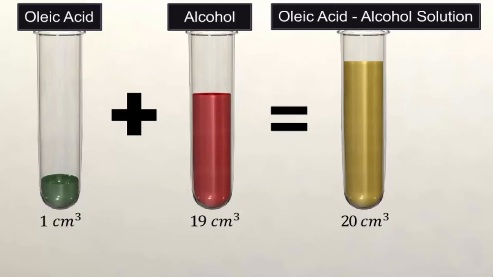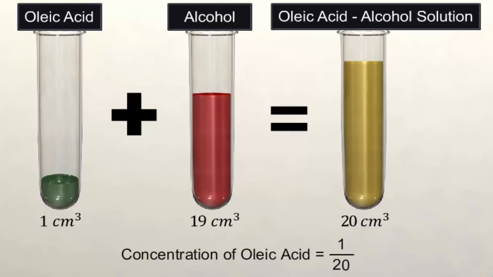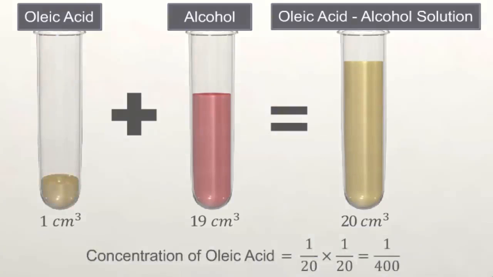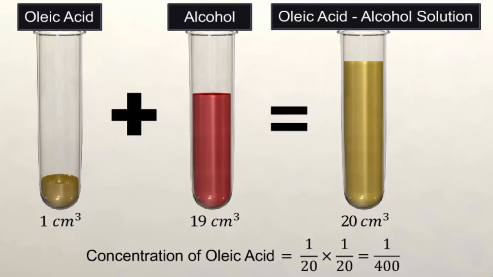To start with, we prepare a 20 cc alcohol oleic acid solution with 1 cc of oleic acid in it, and dissolve 1 cc of this solution in alcohol to dilute it to 20 cc. This makes the concentration of oleic acid 1/400th part of the solution.